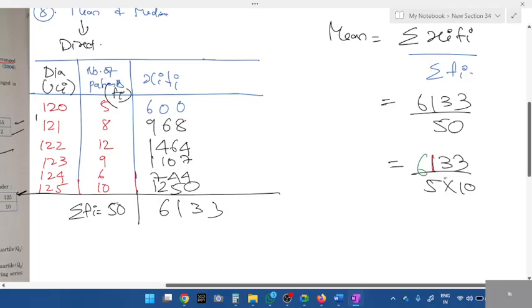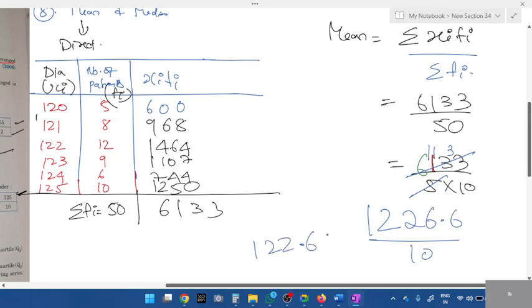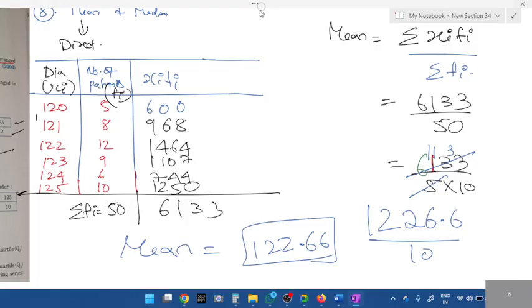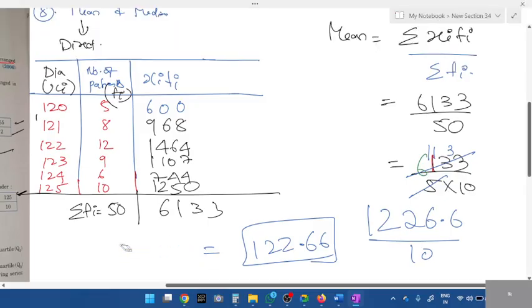First, let us reduce. 5 ones are how many times it goes? 1. Carry 1. 5 twos are 10. Next. 5 twos are 10. 6.6. Divide this by 10. You get 122.66. What's the answer in the textbook? Can someone check? It's the same. Okay. Is it clear? All of you understood how to find mean?